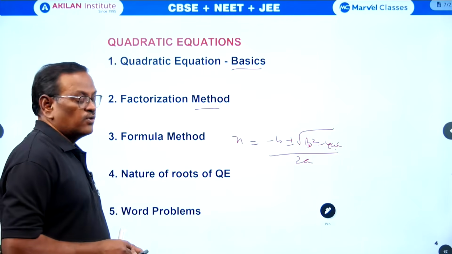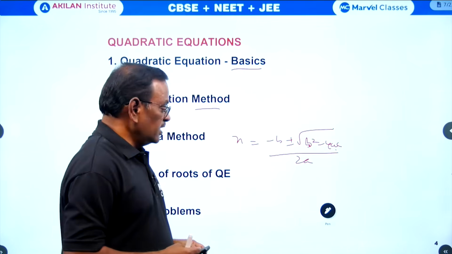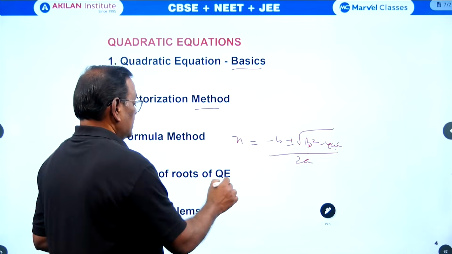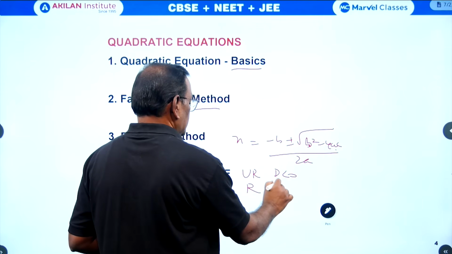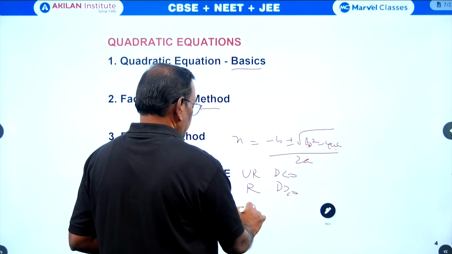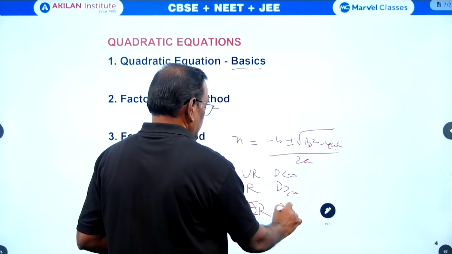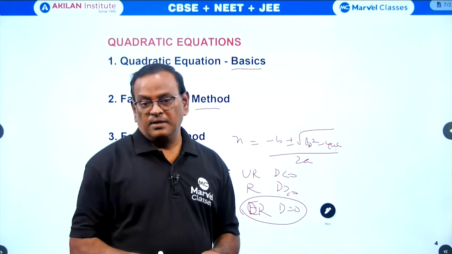And nature of quadratic equation is one of the very important exercises. So like linear equations, here also you have 3 cases. Unreal roots: D less than 0; real roots: D greater than or equal to 0; and real and equal roots: D equal to 0. This is very important for 1 mark, 2 marks, 3 marks and 5 marks.